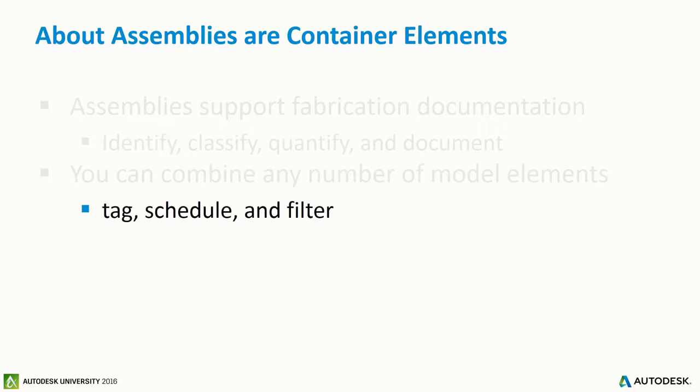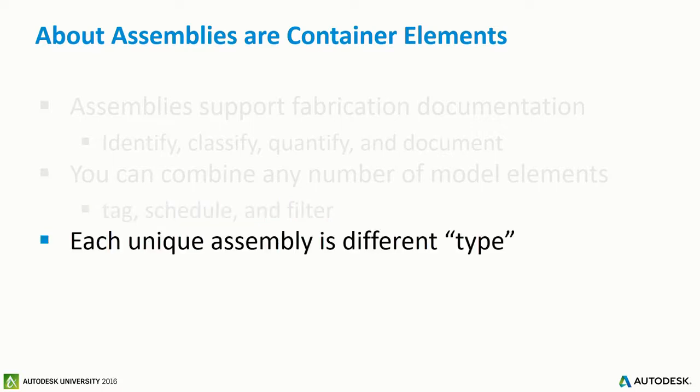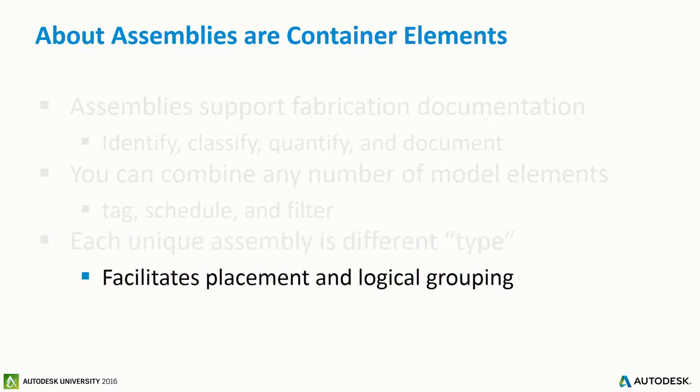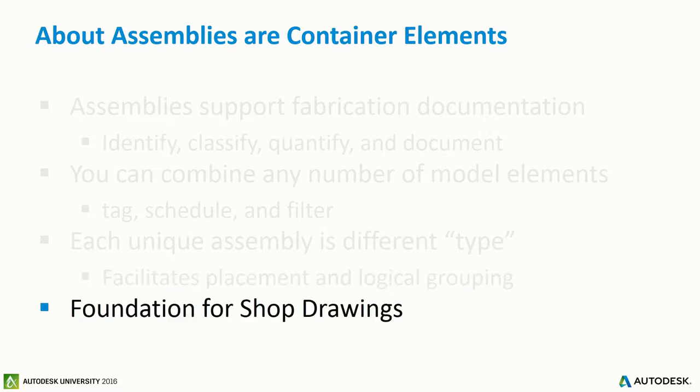So it also allows us to tag, schedule, and filter by these things. So we can treat them as a thing via this logical grouping, this container grouping that is assemblies. And each configuration of an assembly is a unique type. So in Revit, assemblies are quantified or classified by type. And Revit is very specific, we'll talk about that in a second, about what things match each other as an assembly. So it facilitates this placement and logical grouping of elements.